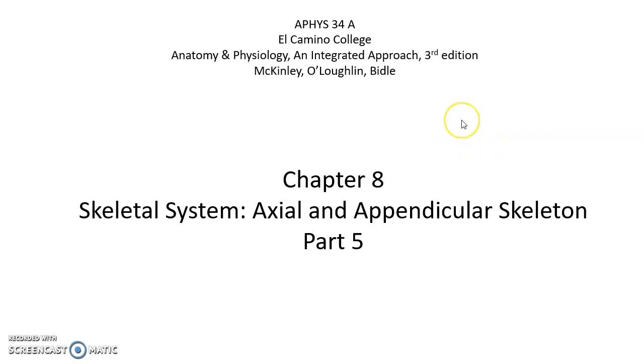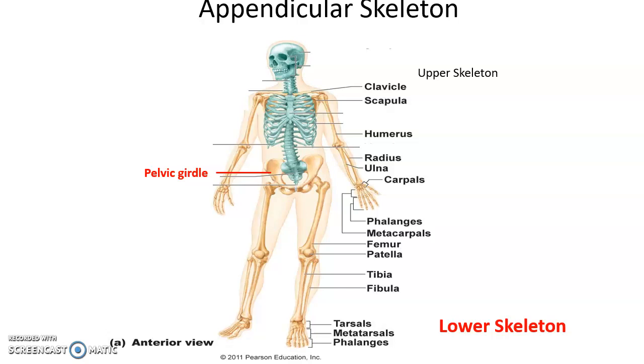Chapter 8, Skeletal System, Axial and Appendicular Skeleton, Part 5. So we're moving on to the lower portion of the appendicular skeleton. This is where the pelvic girdle attaches to the sacrum of the axial skeleton.